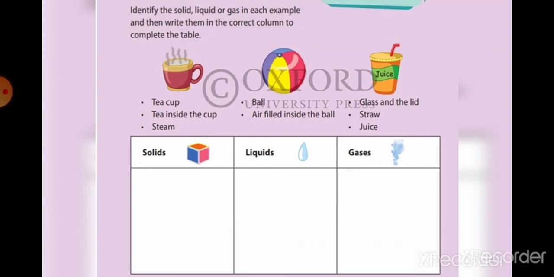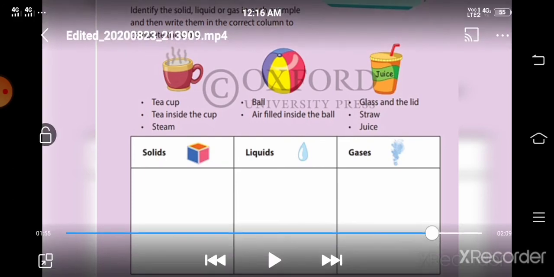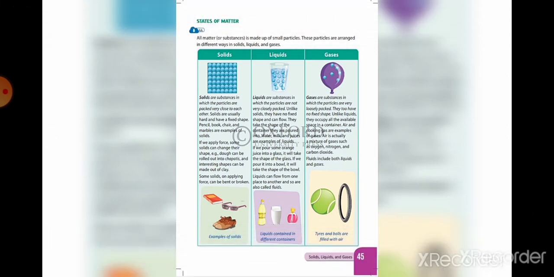So here is an activity. You can state the activity into what is solid, liquid and gases. Okay, if you have understood, this is the activity. Let us see what the states of matter are here.